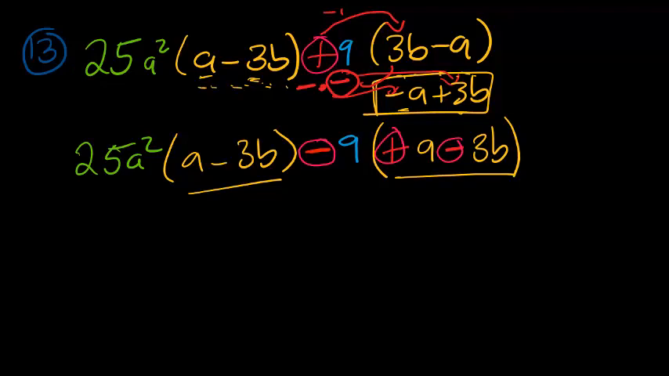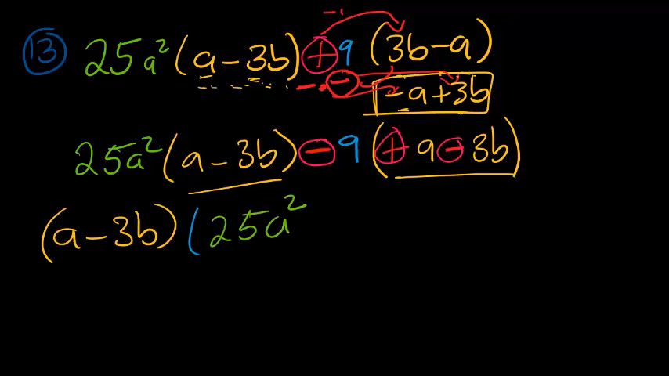Our first step was to change the sign to get like a common factor. Now I'm going to take out my common factor. So I've got a minus 3b on the outside. So what do I have on the inside? On the inside, I'm going to have my 25a squared. Then I've got this minus from the 9, right? And I've got 9 on the other side.